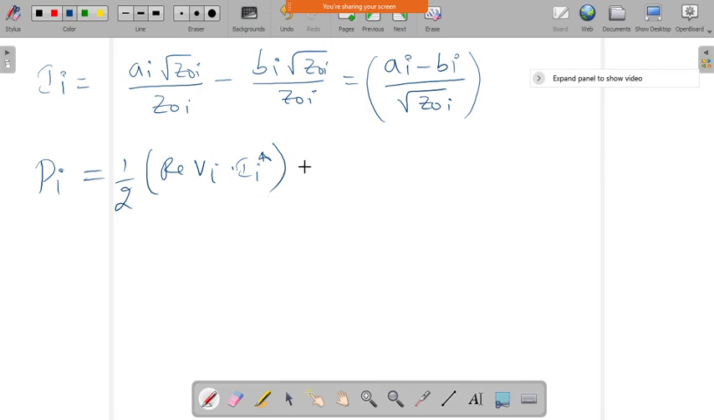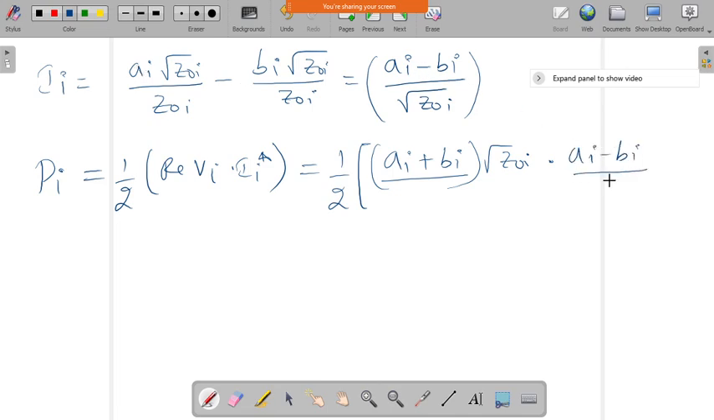Now if I substitute, we get half into Vi, which is Ai plus Bi, divided by root of Zoi, and similarly Ii is Ai minus Bi divided by root of Zoi. We take the complex conjugate of this one. Now if I multiply, since it is a real part, we will take only the magnitudes.